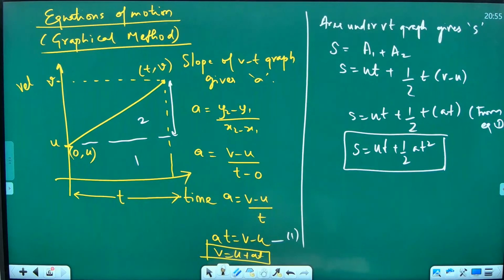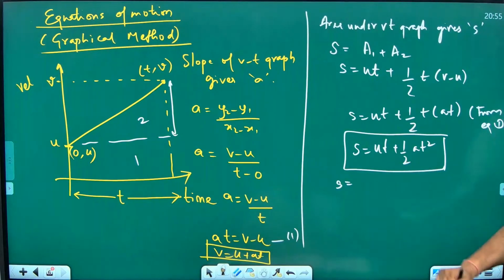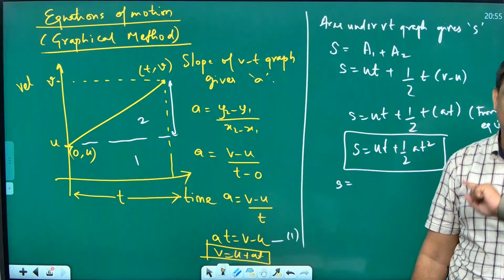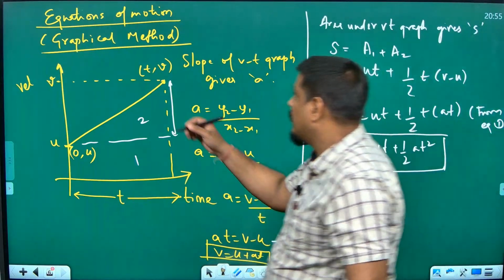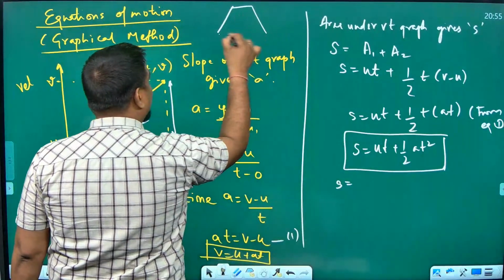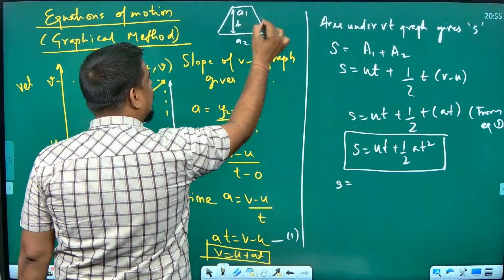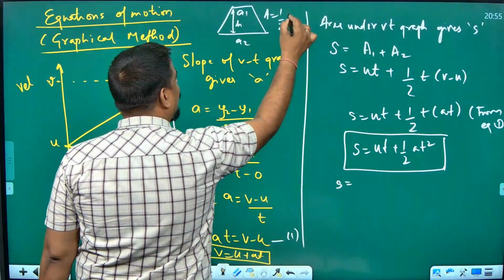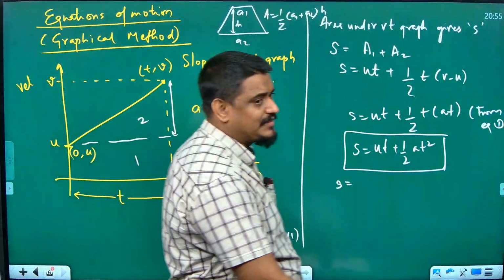Simple. Third, I am finding the displacement only, but now I am taking area as area of trapezium. I hope you know what is the area of trapezium. Half into sum of the parallel sides times height between them. If you forgot this from a small class, if you have a trapezium, this is A1, this is A2 and height is h, then the area is half into A1 plus A2 times h. This is the formula for area of trapezium.